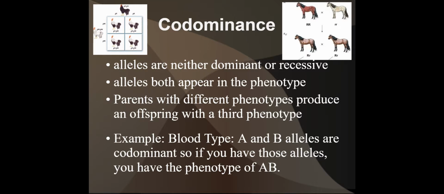Parents with different phenotypes can produce an offspring with a third. So in the case of these chickens at the top, you can have a black chicken and a white chicken. And if it's codominant, the offspring will have black and white feathers. Blood type is an excellent example of codominance in humans because blood type A is dominant, blood type B is dominant. They share dominance, they're codominant. Blood type O is recessive, so A will overpower O and B will overpower O, but A and B together make up their own blood type, which is called type AB.